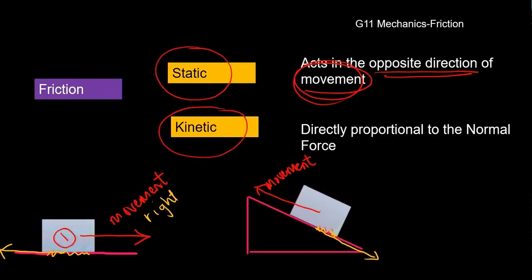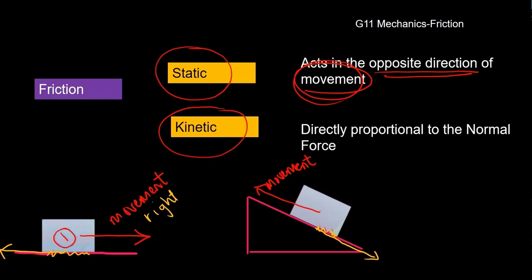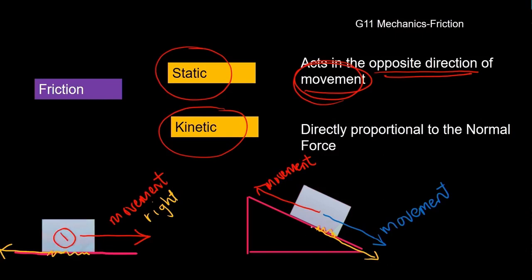What happens if this object is moving the other way around? If it's moving in that direction, down the slope, there's still friction because the object is still on a surface. It's still on a slope. So friction is going to work in the opposite direction and it's going to work up the slope.